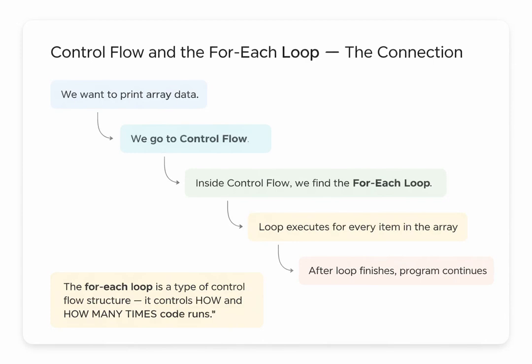Let's make the connection between control flow and the for-each loop very clear. When you want to print or process data from an array, you use a for-each loop. That for-each loop is a control flow structure, meaning it controls the direction and repetition of your program's execution. You enter control flow, you find the for-each loop. The loop runs once for every item in the array, and then once all items have been processed, the program exits the loop and continues normally. This is the fundamental pattern you'll use constantly when working with arrays.